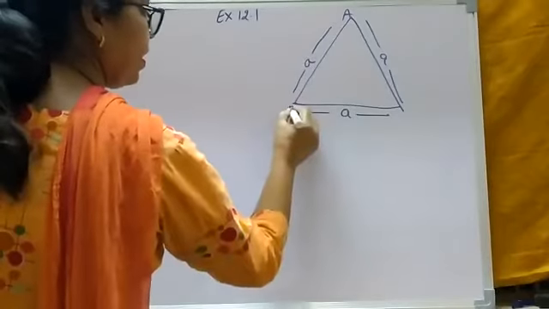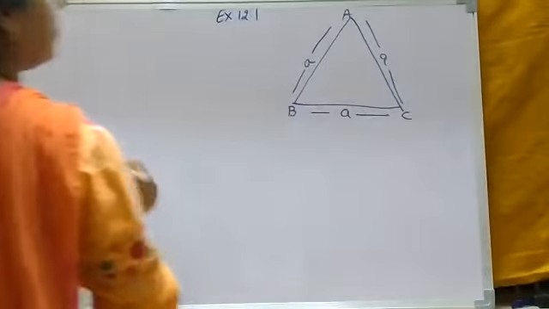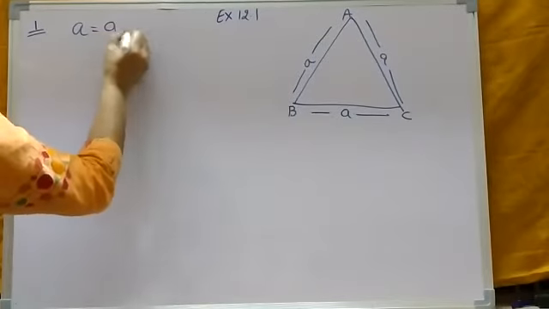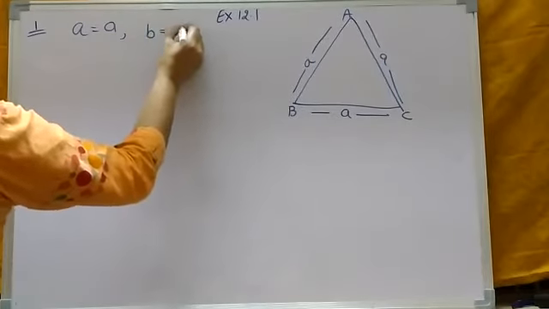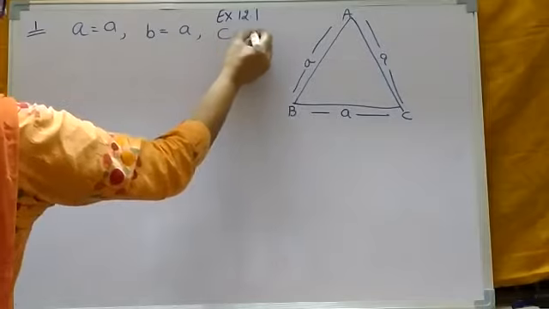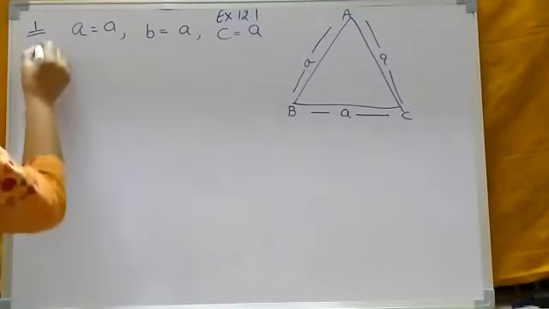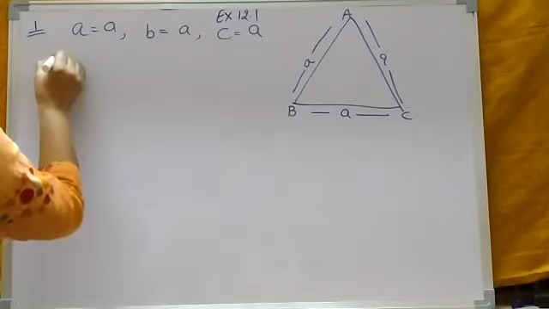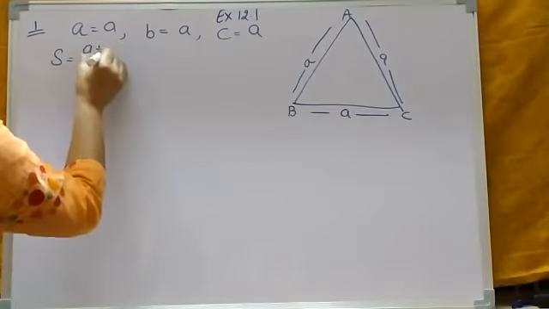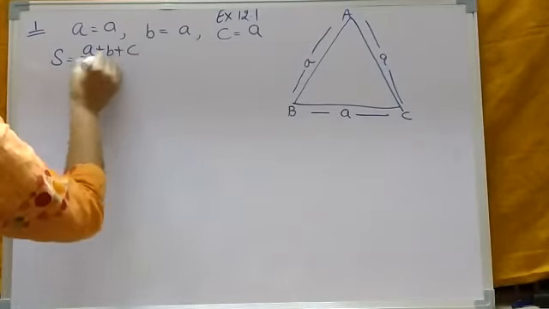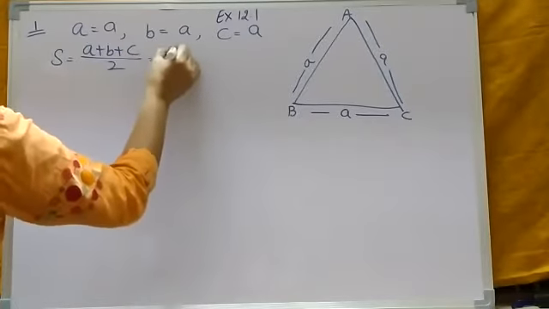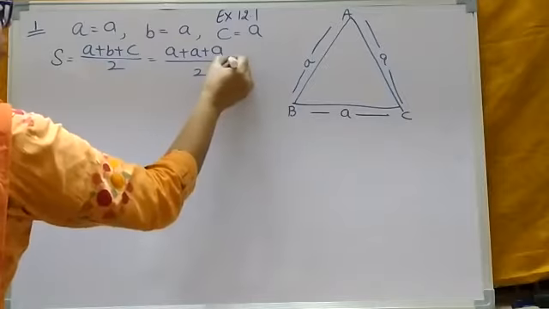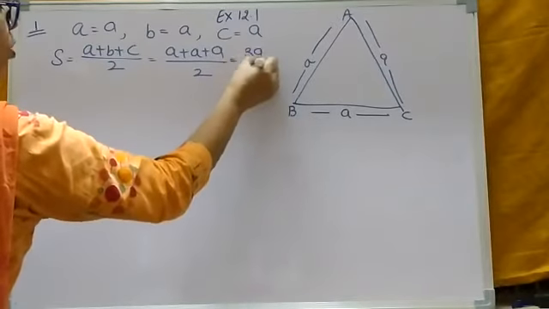A, B, C. The value of a is a, the value of b is a, the value of c is a. We find s. s means semi-perimeter. s is equal to (a plus b plus c) upon 2, is equal to (a plus a plus a) upon 2, is equal to 3a upon 2.